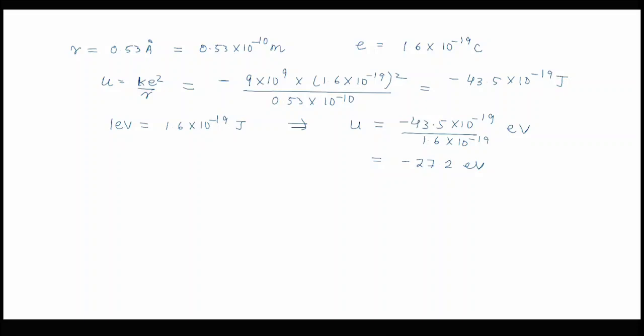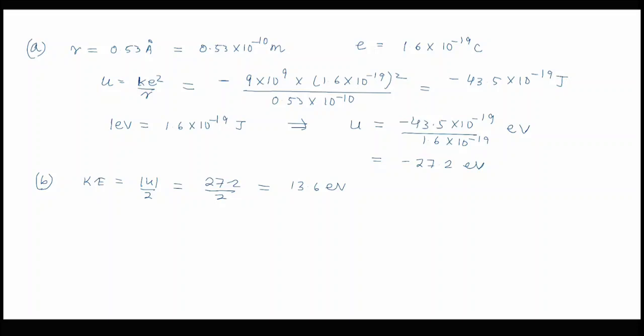Now the value of potential energy, so this was part A. If we come to part B, the value of kinetic energy is equal to half the magnitude of potential energy. And since the kinetic energy is positive, we take the value equal to 27.22 divided by 2, which is equal to plus 13.6 electron volt. So the value of kinetic energy is plus 13.6 electron volt.